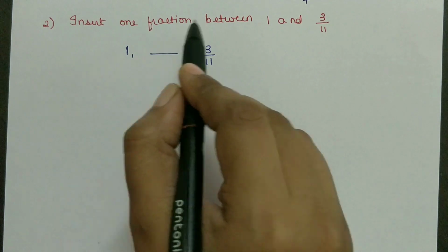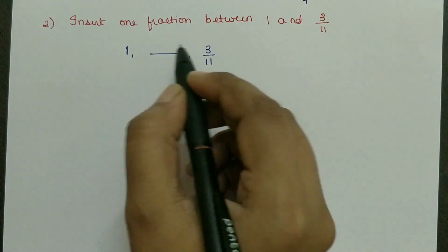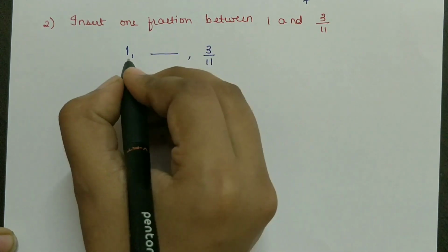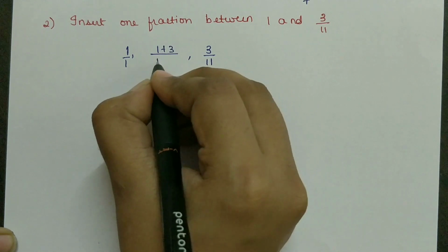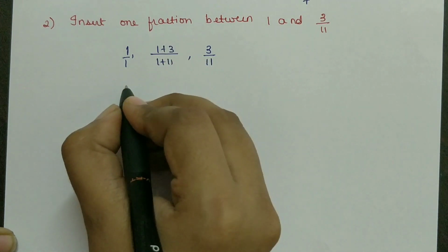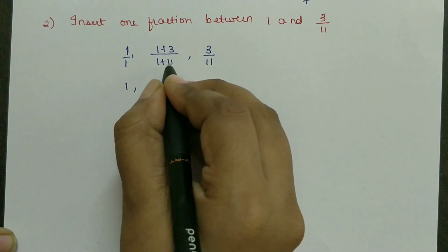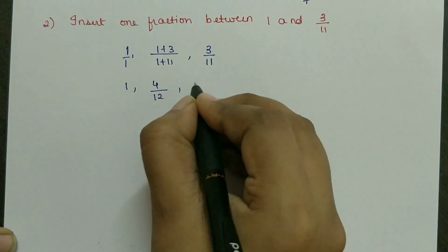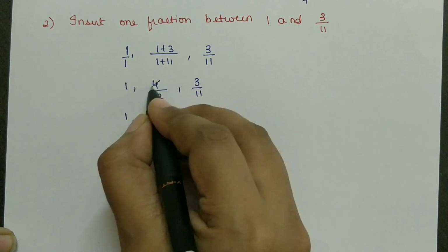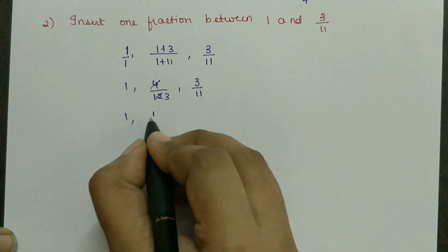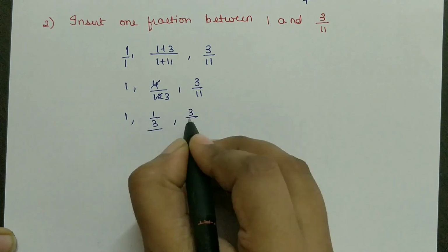Insert one fraction between 1 by 3 and 3 by 11. To insert a fraction, add the numerators and add the denominators. 1 plus 3, 3 plus 11... that is 1 plus 3 is 4, 3 plus 11 is 14. So 4 by 14 is the fraction between them.